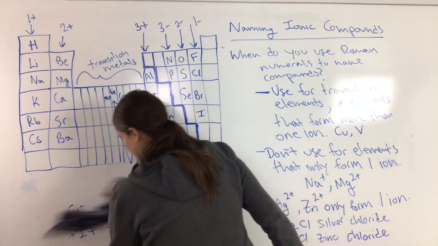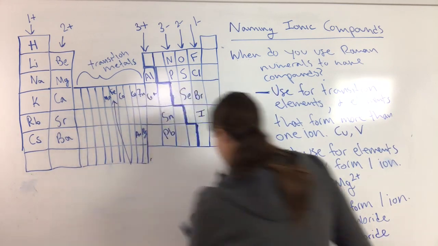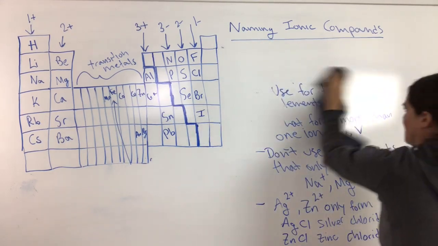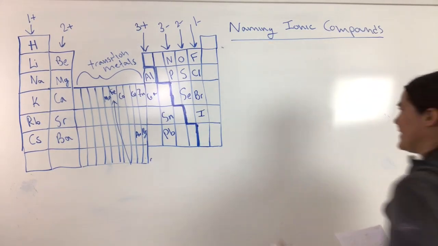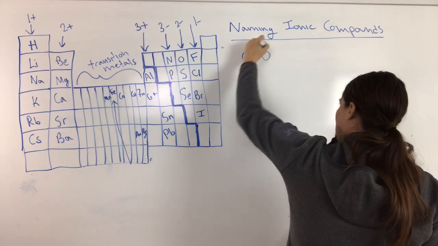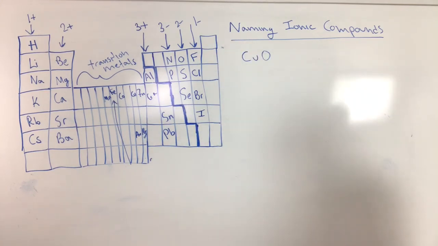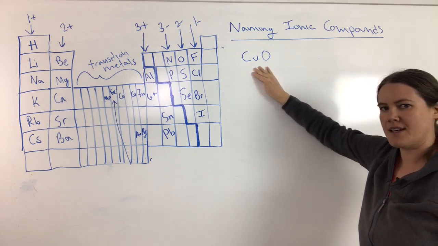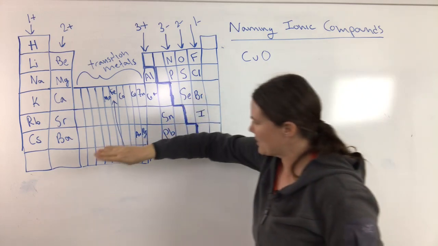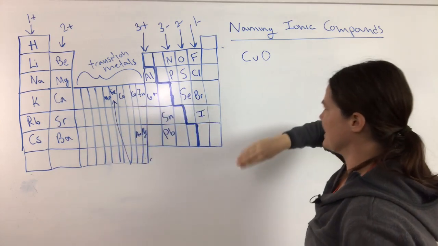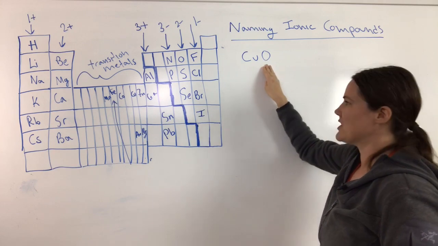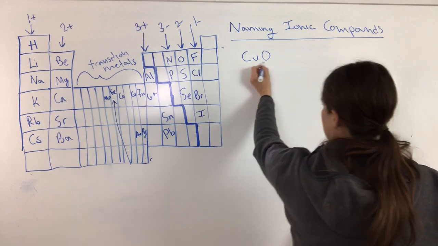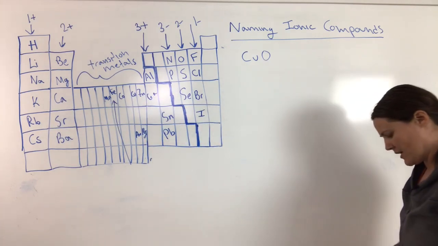So I'm going to erase this and do another example. I think I'm going to erase this too, so there's more room for examples. So now let's say that we have copper and oxygen. First of all, let's figure out if this is an ionic compound. We have copper, which is a metal, a transition metal, and we have oxygen, which is a non-metal. So we have a metal and a non-metal, so we know that this is forming an ionic compound.